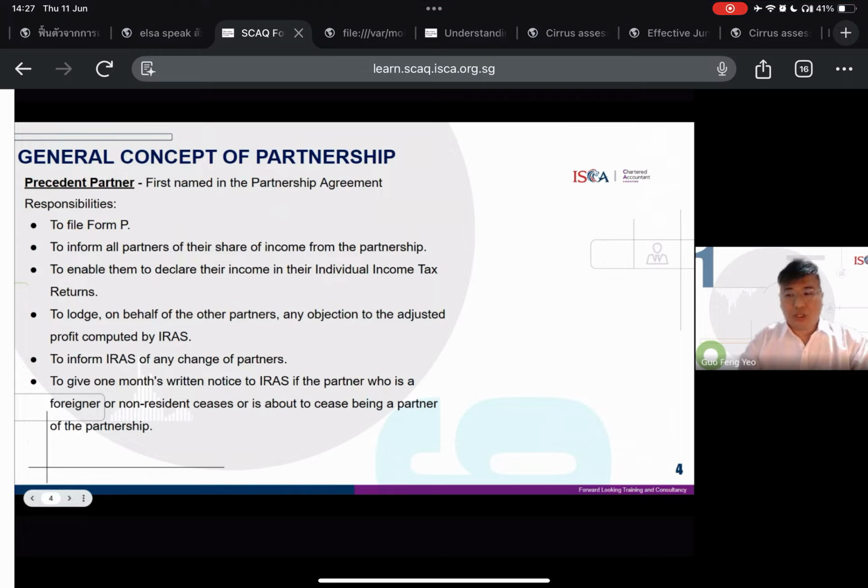Next, should there be any changes in the composition of the partners, such as when a partner joined a partnership or a partner decided to leave the partnership, the precedent partner will have the obligation to inform IRAS of any change on a timely basis. In addition, in the event that the partner is a foreigner or non-resident for tax purposes, the precedent partner also has to give at least 1 month written notice to the IRAS before the termination or cessation of the individual's participation in the general partnership.